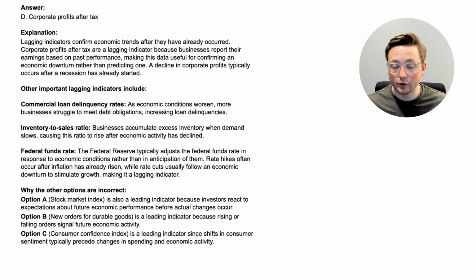And now let's talk about a few other lagging indicators that we haven't mentioned yet. Commercial loan delinquency rates. This is pretty similar to one of the things we talked about. As economic conditions worsen, more businesses struggle to meet debt obligations, increasing loan delinquencies. That's, again, pretty much similar to what we talked about before. Now let's talk about inventory to sales ratio. Businesses accumulate excess inventory when demand slows, causing this ratio to rise after economic activity has declined. So that one makes sense.